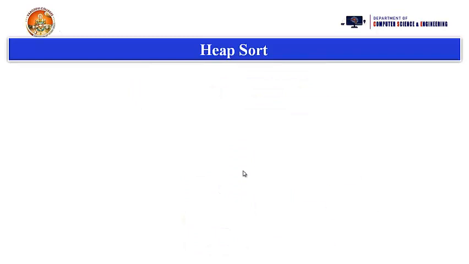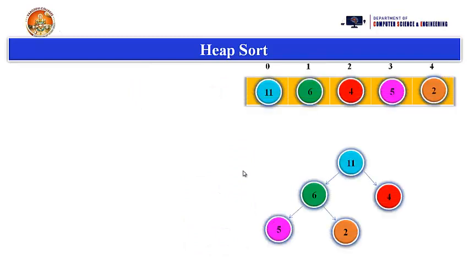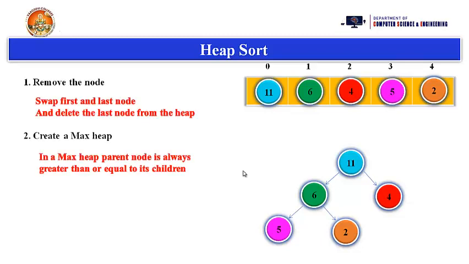Now I am taking the tree and array like this, and we need to follow the two steps here. Remove the node and create a max heap. We need to sort the elements using these two steps. Now what is the first one? Remove the node. So how to remove the node? We need to swap the first and last node and delete the last node from the heap.